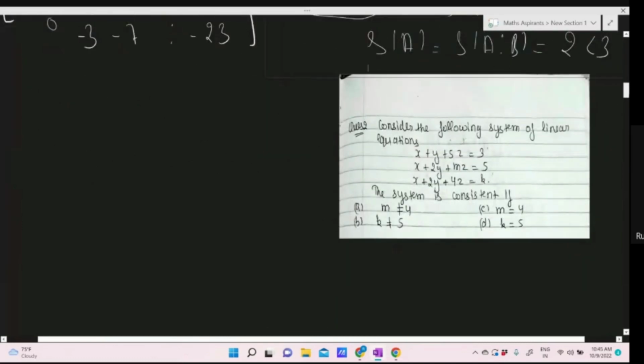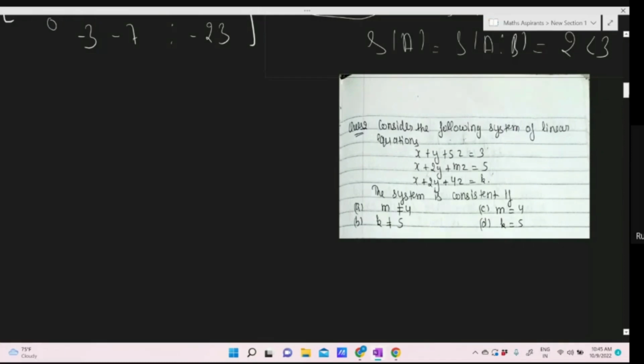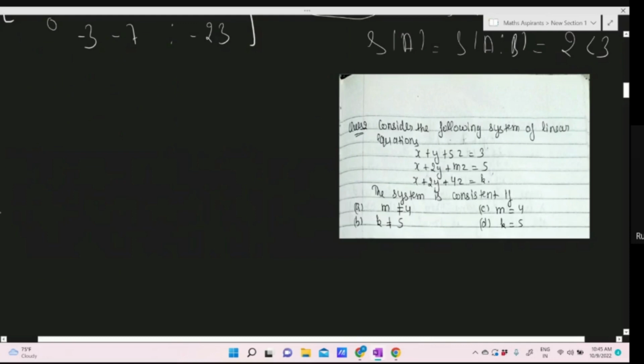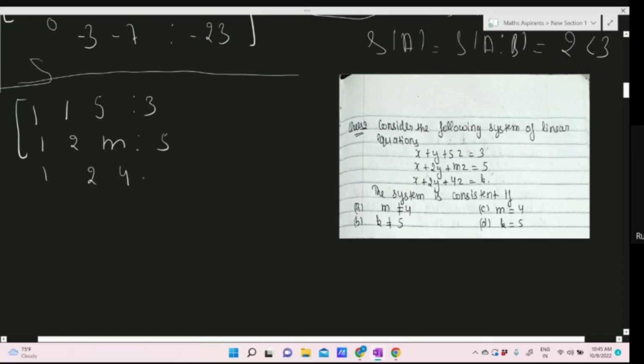Now let us consider another question. Now firstly we will write the augmented matrix. That is 1, 1, 5, 1, 2, M, 1, 2, 4, and K. Firstly, we will reduce this system into the row echelon form.